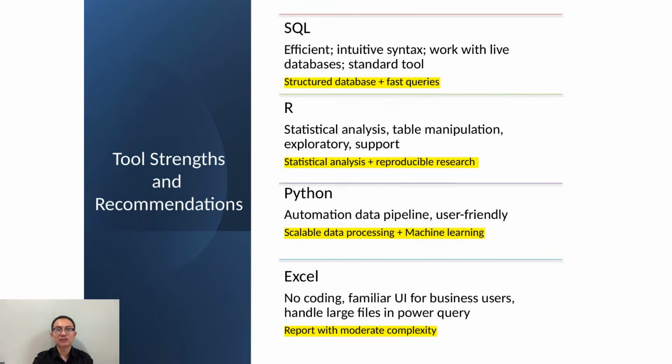Each of these tools has its strengths. SQL is fast and efficient for querying large datasets directly from a database. It's intuitive and widely used in business. R is great for statistical analysis and visual exploration. It's ideal if you're doing research or working on predictive modeling. Python is extremely versatile. It's perfect for building data pipelines, automating tasks, and integrating machine learning into your workflow. Excel, especially with Power Query, is easy to use, requires no programming, and is perfect for smaller tasks or quick reports.